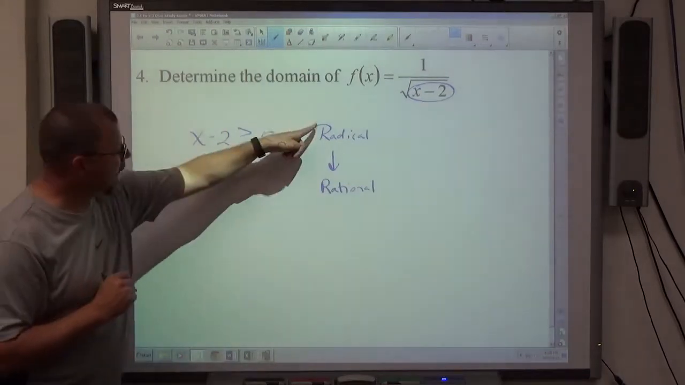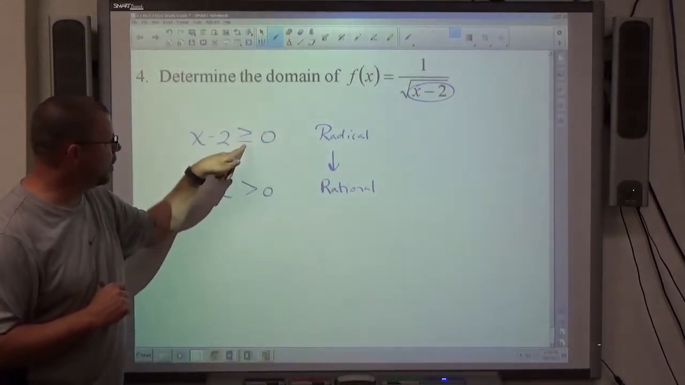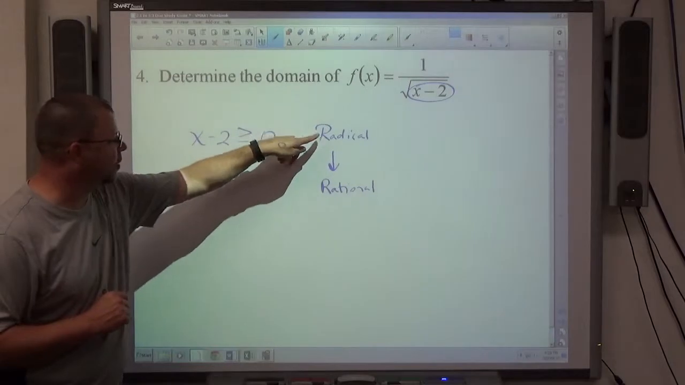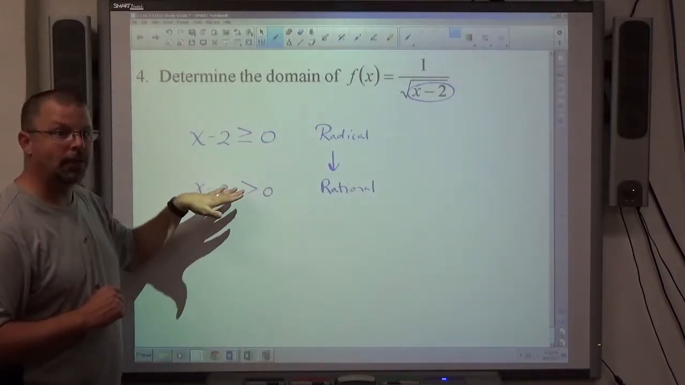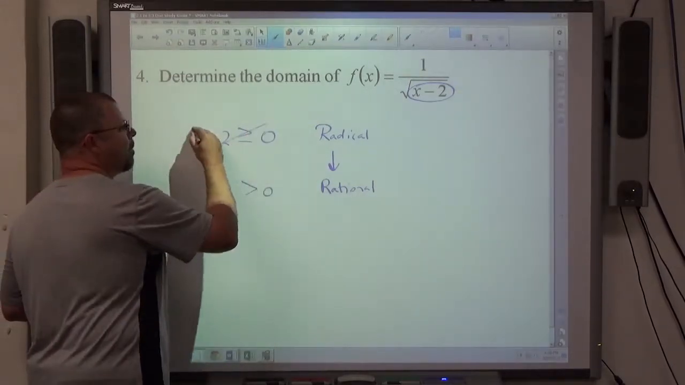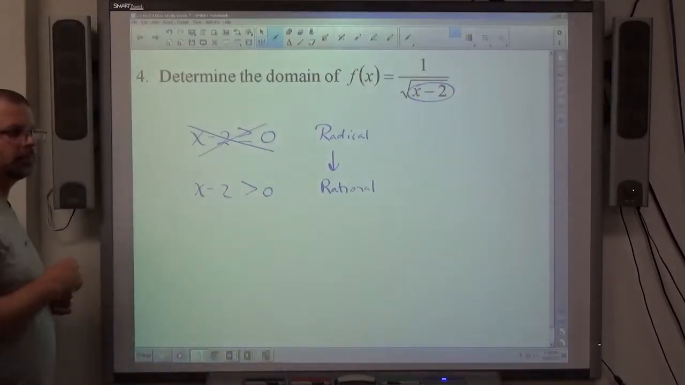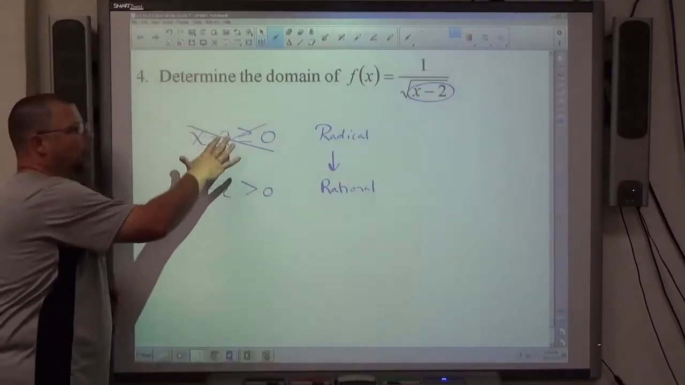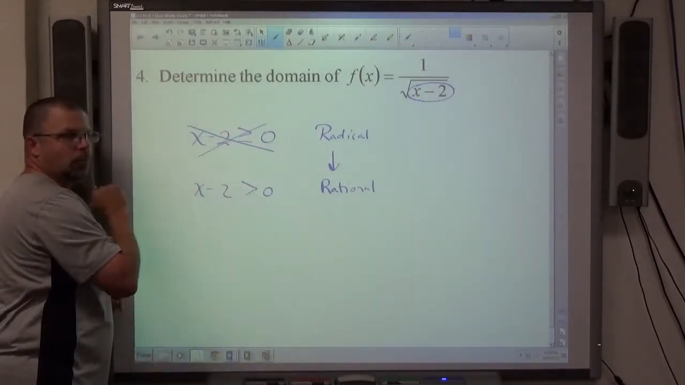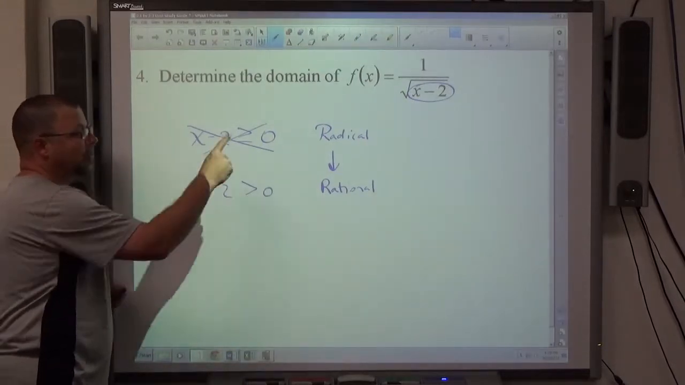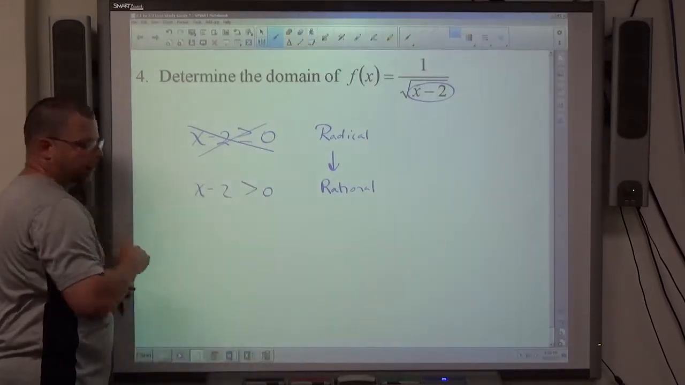Okay, so establish both rules. If there's an equals 0 allowed for this, you have to throw out the equals 0 for that. The greater than 0 stays alive. So this is not what we're doing. We're going to do this one instead. So start off with the radical rule and then adjust it for the rational rule, which again does not allow division by 0, so equals 0 is thrown out.